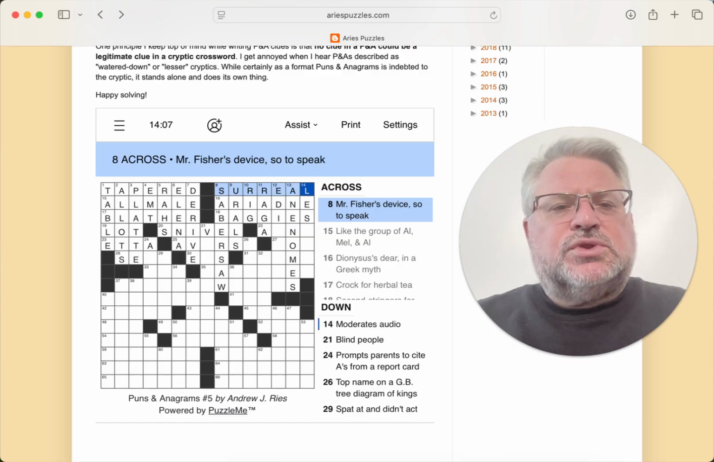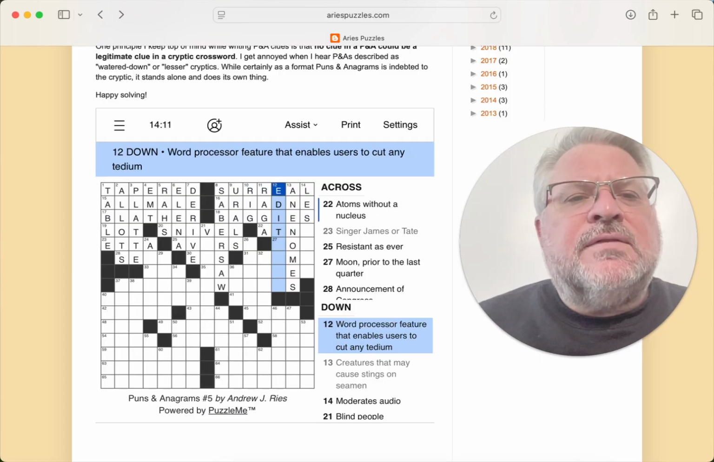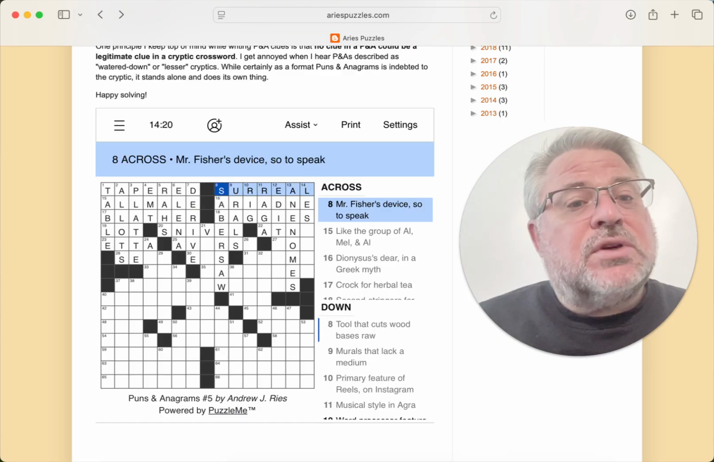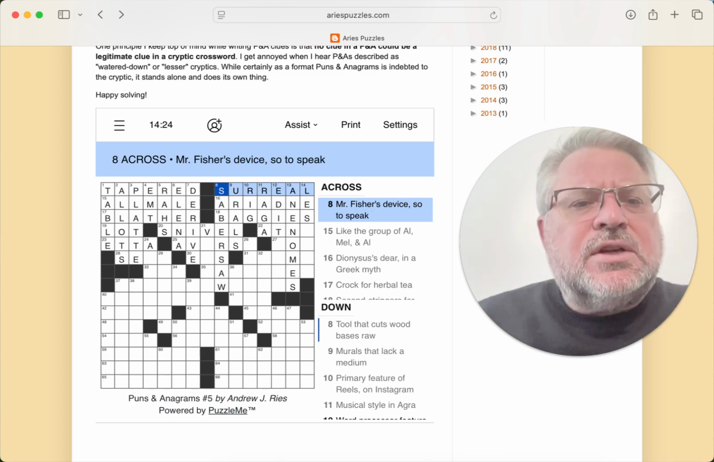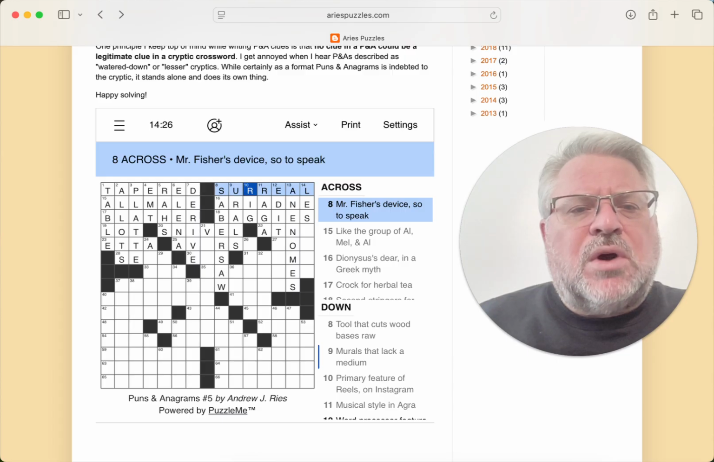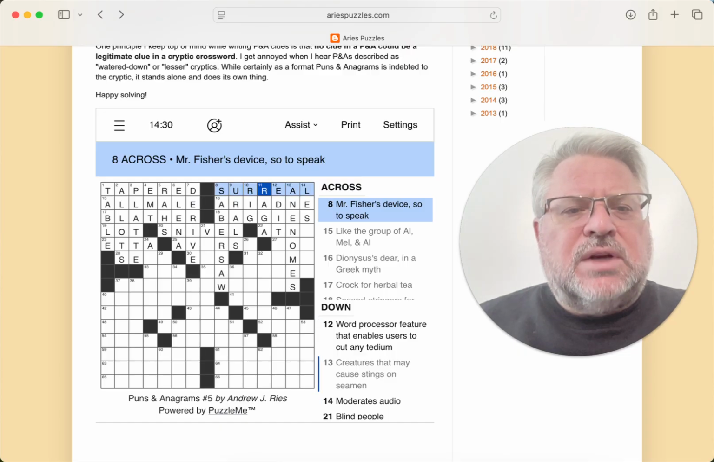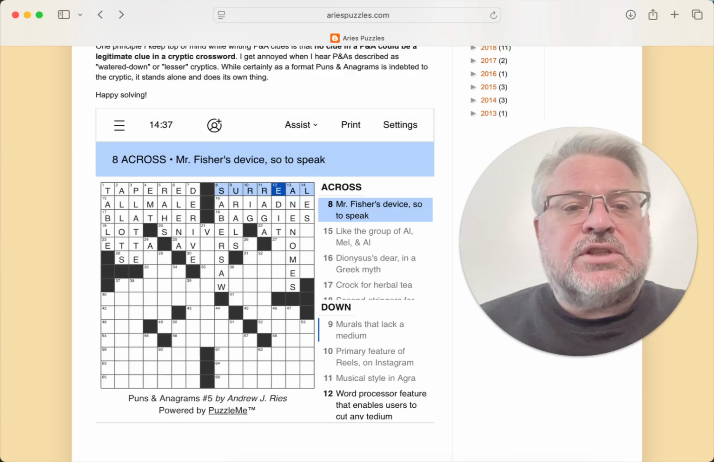So this is surreal, I think. I like edit as the beginning of 12 down. Surreal is a word. Mr. Fisher's device. Mr. can mean sir. If you're addressing a man, you might say, sir, Mr., can you do this? So that's a homophone for S-U-R. And then a fisher's device is a reel, a rod and reel. Again, that's a homophone for R-E-A-L. Put those together, we get surreal. And we're using homophones of both. It's suggested by the so to speak.